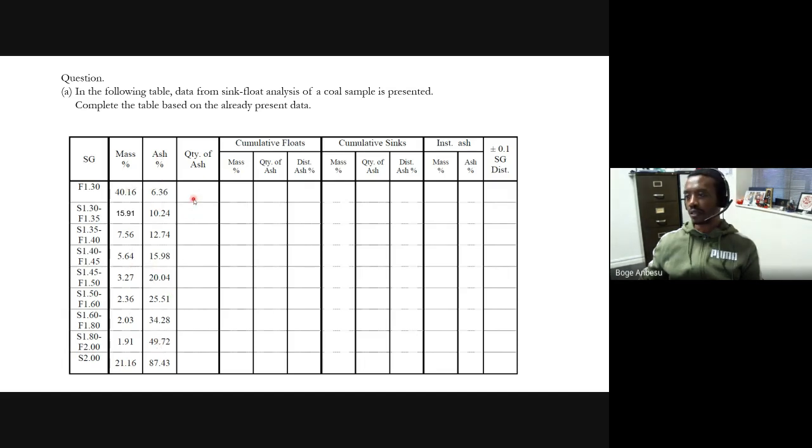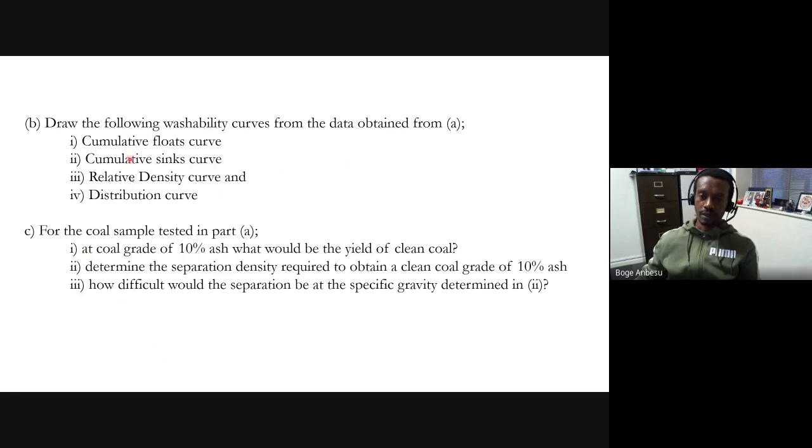And the question is to complete the table based on what I was showing you earlier. Once you complete the table, you plot the curves, and from the curves, you can answer some of these questions. For example, if I target 10% ash, what's my yield? What's my recovery? And what is the specific gravity of media that helps me get that yield? And is it going to be an easy or a difficult separation process? These are some of the things you can answer based on the washability curves that you draw.